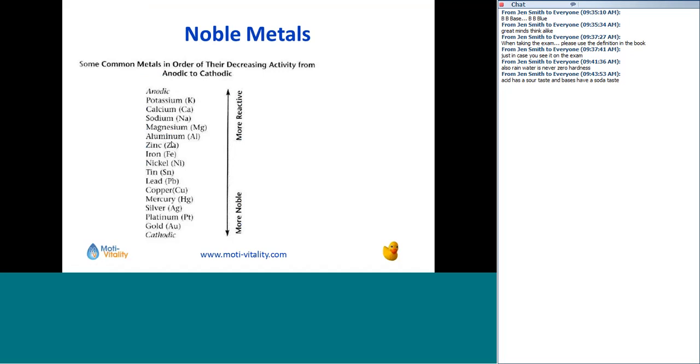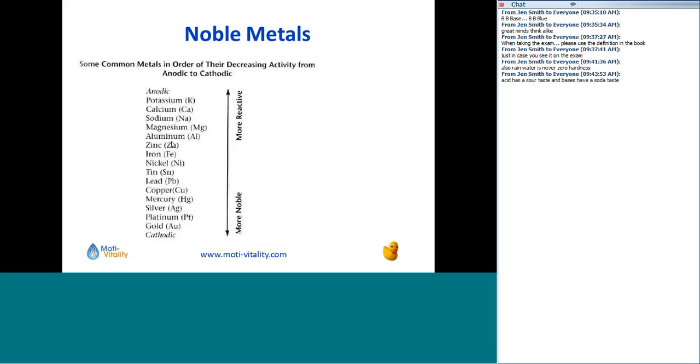So you have a nobility scale when it comes to metals. The most noble metal that we have is gold. What that means is that it's the least likely to corrode, the least likely to be successful in reverting back to its form as an ore. Potassium is going to be the most reactive, the easiest to corrode. Gold is the least.